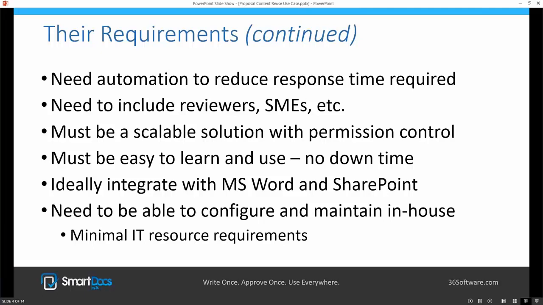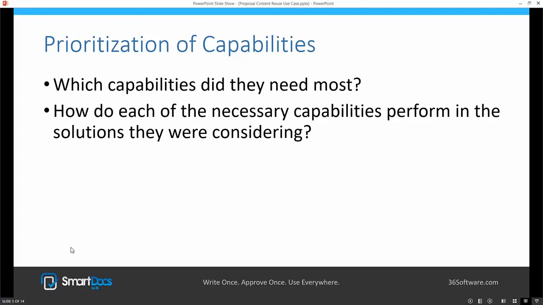So because of being able to support the tools they already use, that IT requirement will be much less. So that was really important to them, of course. So out of their challenges and requirements, they came up with the prioritization of the capabilities. So we figured out which capabilities they need most, and how each of the necessary capabilities performs in the solutions they were considering.